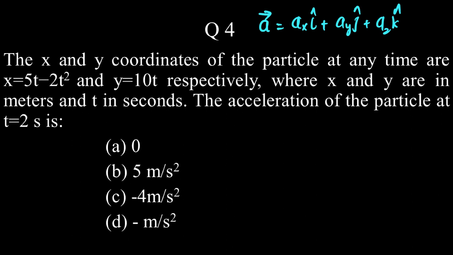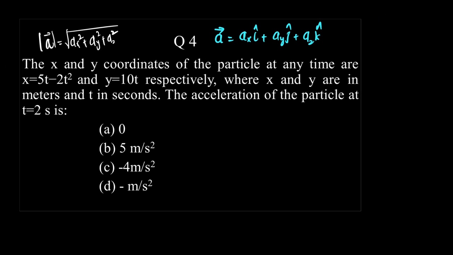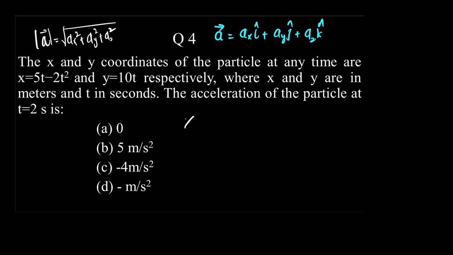So let us not go much into it, but as of now, just try to understand that modulus of vector A is equal to root of AX square plus AY square plus AZ square. This is all that we require for this problem. Okay, so what's given here? See, x is given as 5t minus 2t square and y is given as 10t.